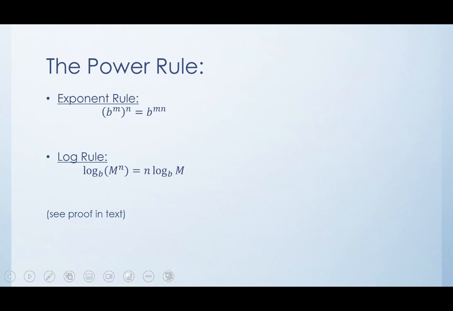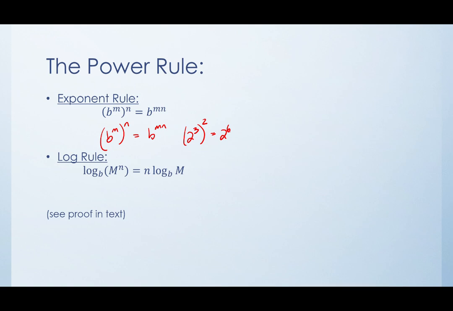All right, so next we're going to talk about what's called the power rule. You may remember from exponents, if we have a base to a power, and we raise that whole thing to a power, then you just multiply the exponents. So like if we have 2 cubed, and we square that thing, we get 2 to the 6th.